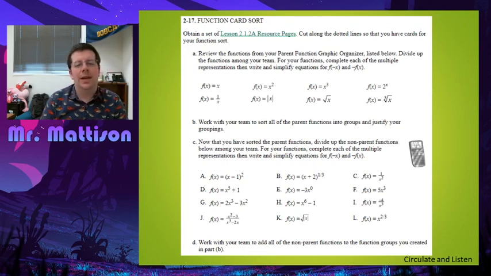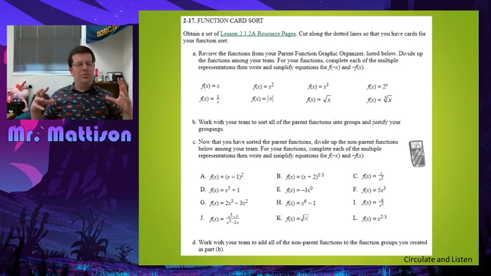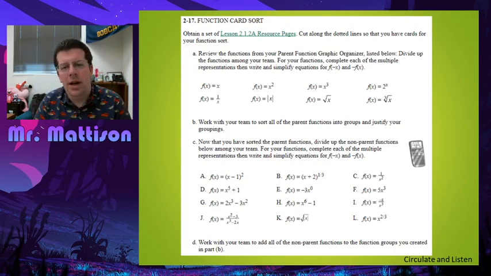Alright, so we have some parent functions here. Now normally we do this with cards and use the graphing calculator and try and sort these out. I'm going to be referencing these here. So we have our linear x, our quadratic x to the second, our cubic x to the third, our exponential 2 to the x, our rational 1 over x, our absolute value of x, and then our square root and cube root functions. So those are 8 of the parent functions you should know fairly well at this point.